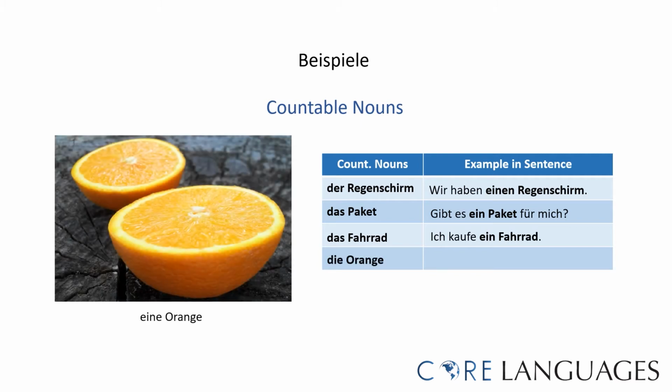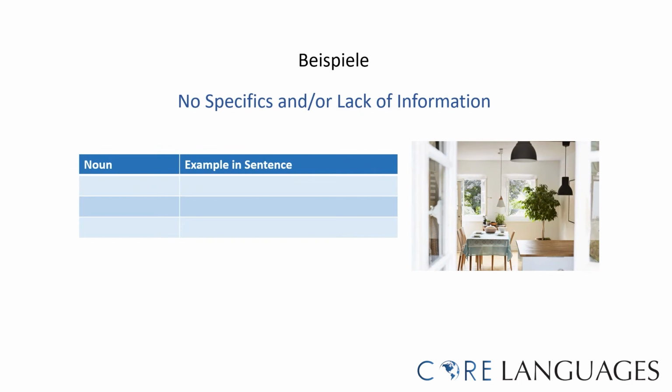Die Orange. Sie isst eine Orange. She's eating an orange. Or she's eating one orange. Here are some examples or Beispiele of sentences that are referring to nouns that we have no specific information about, or that we lack information about.